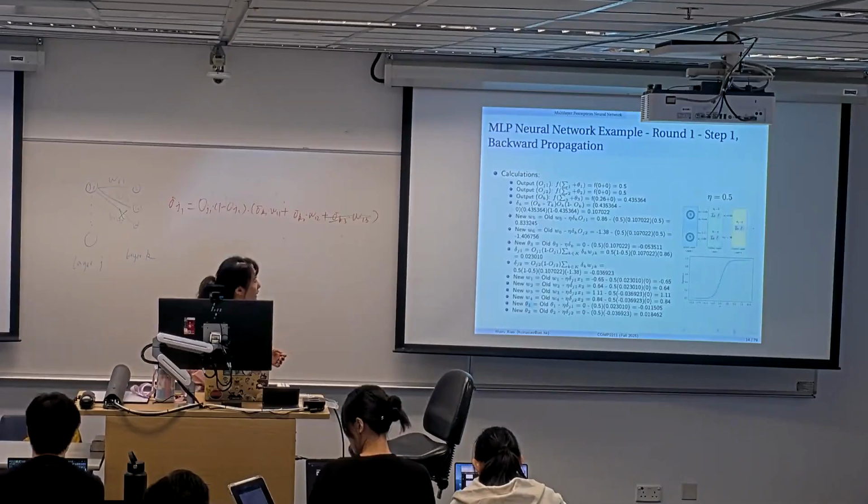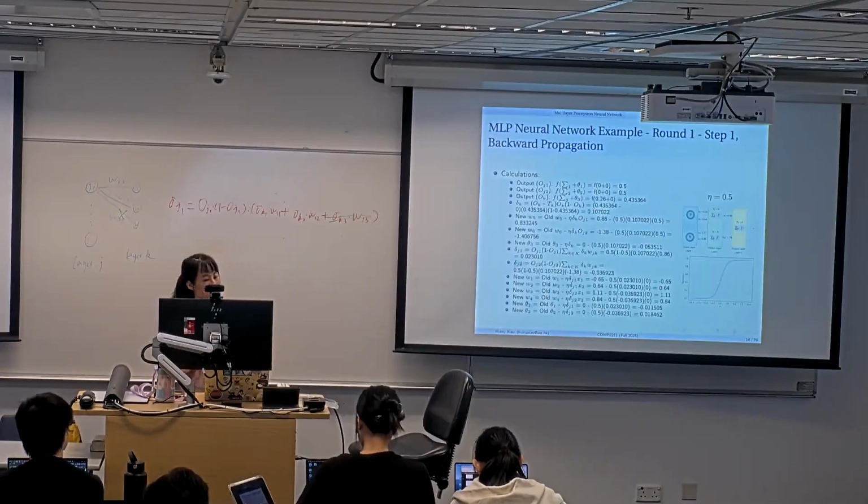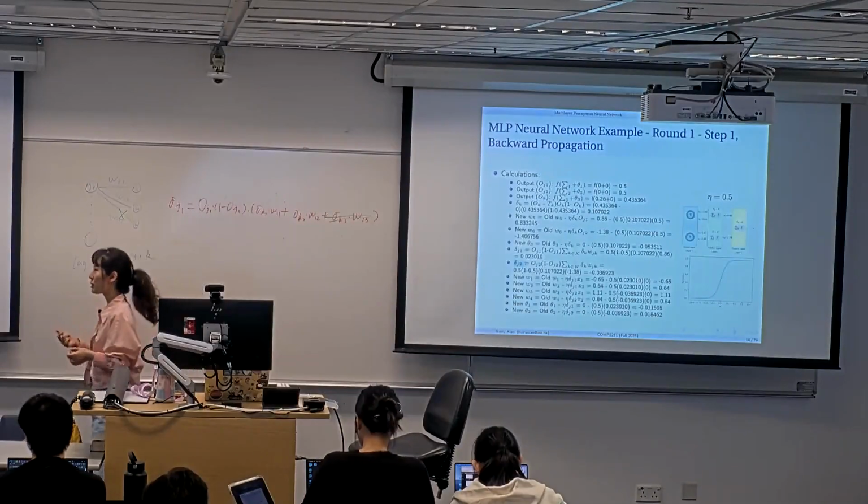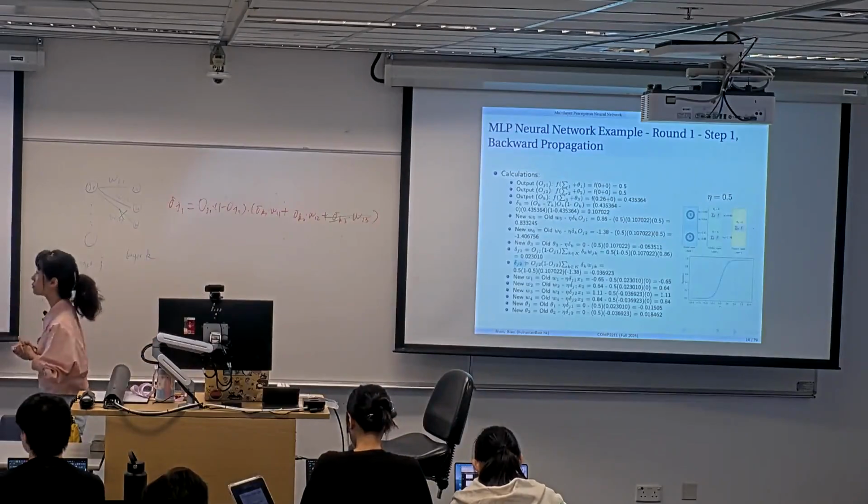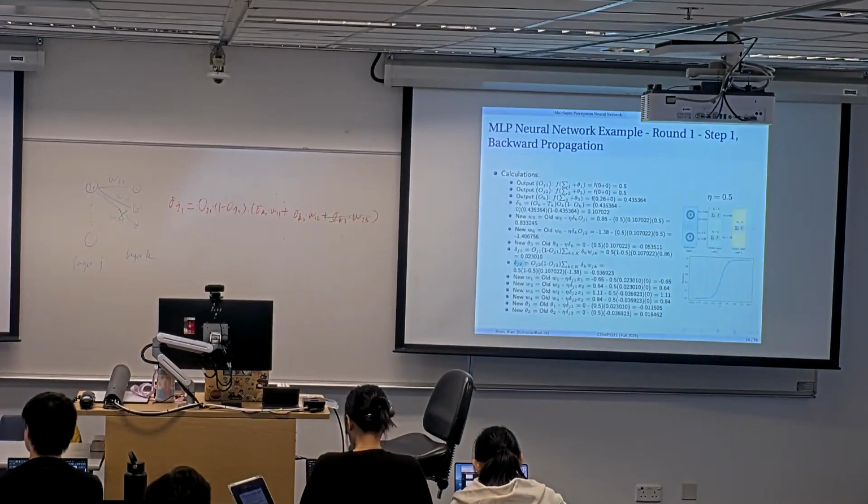And then after we have delta J2, we need to use this delta J2 to update all the parameters associated with J2. That includes W3 here, W4 here, and of course theta 2 itself.